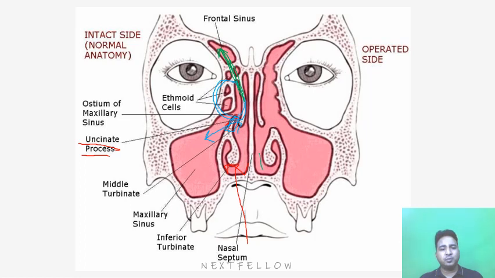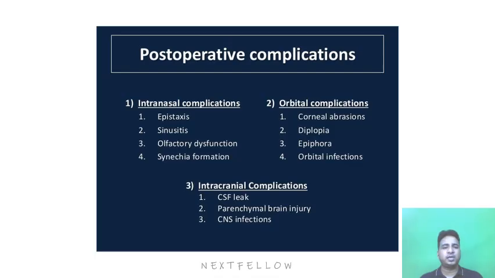So in this diagram, you can see we have removed the uncinate process, so we can easily enter into the maxillary sinus. We have removed the anterior group of ethmoidal cells and we have opened up the frontal recess. So that's how we proceed into the FESS, that is functional endoscopic sinus surgery.